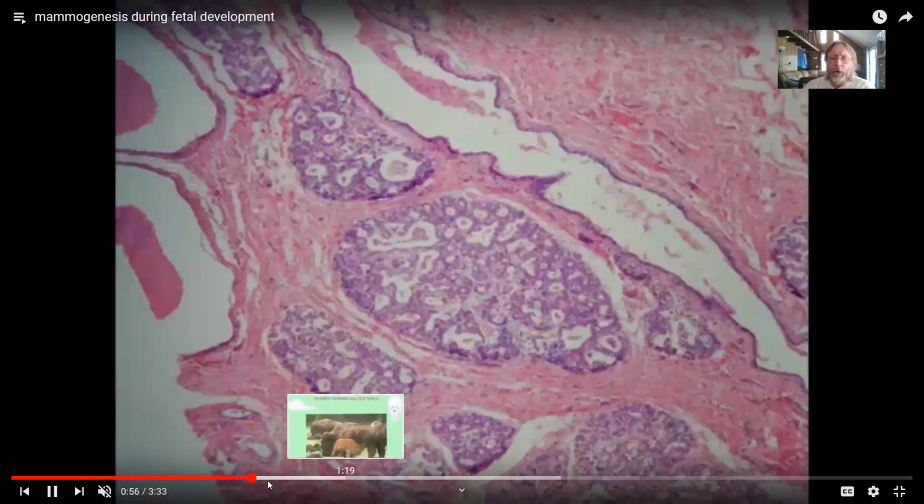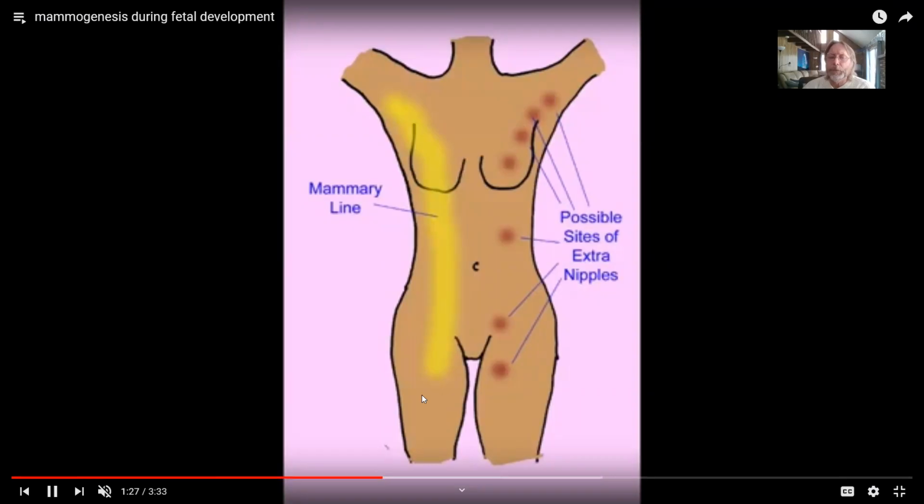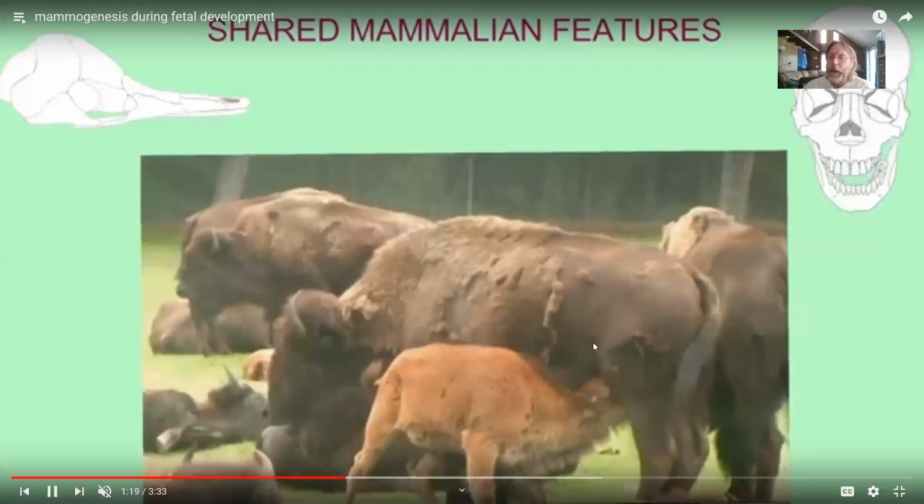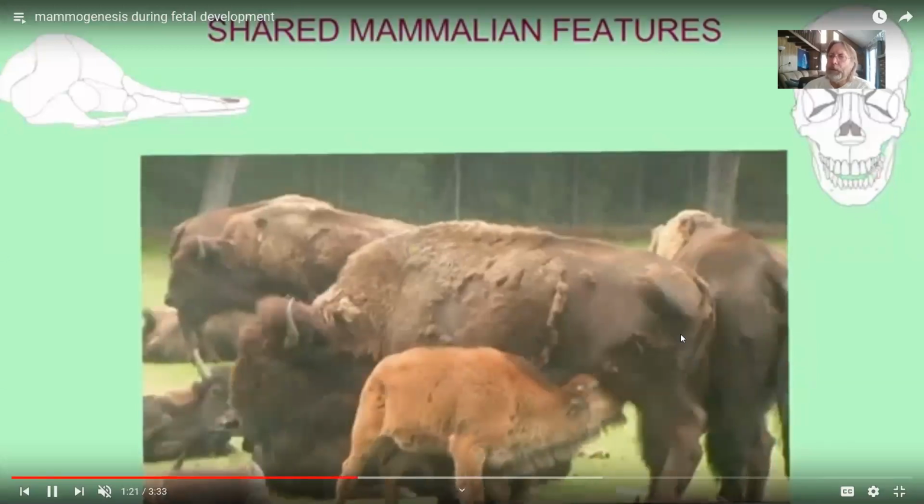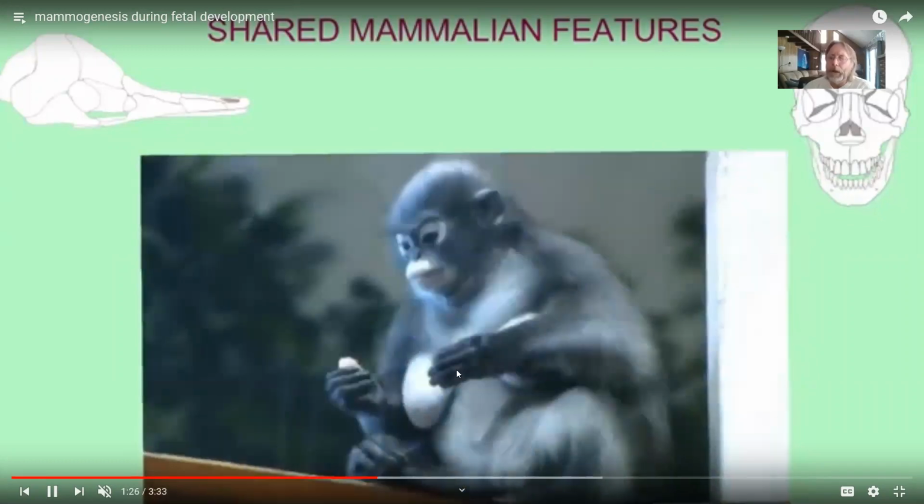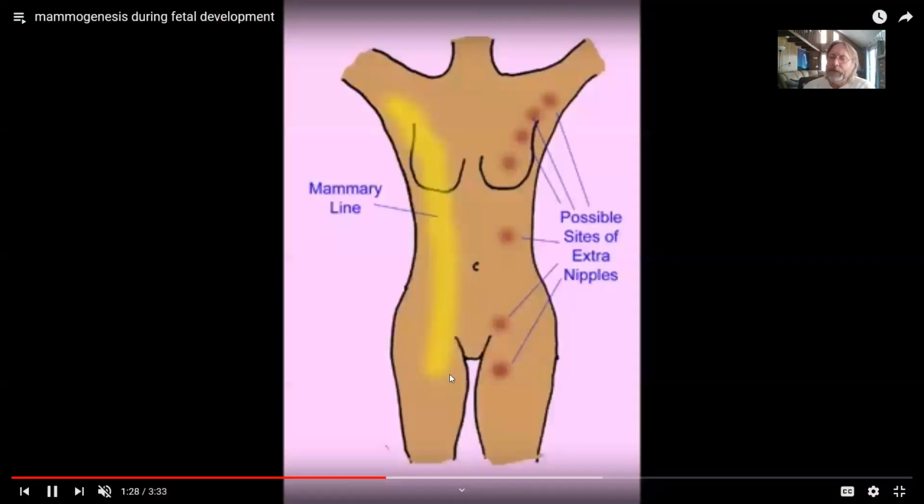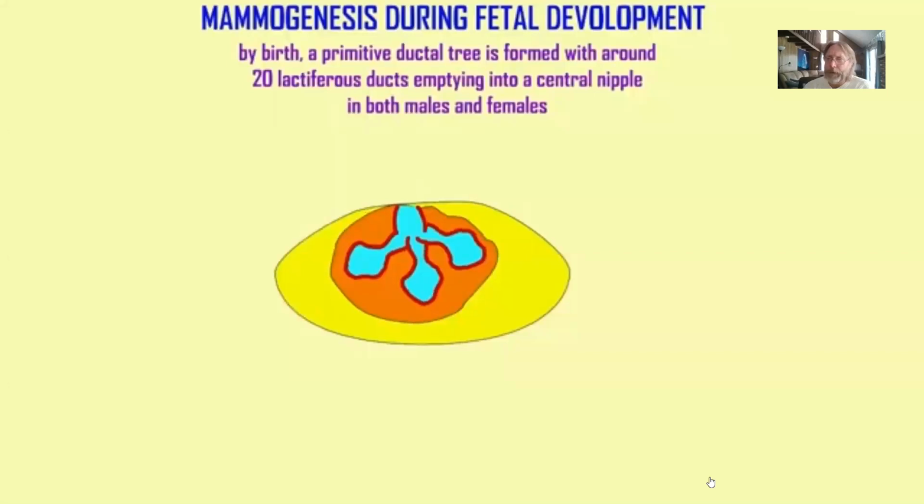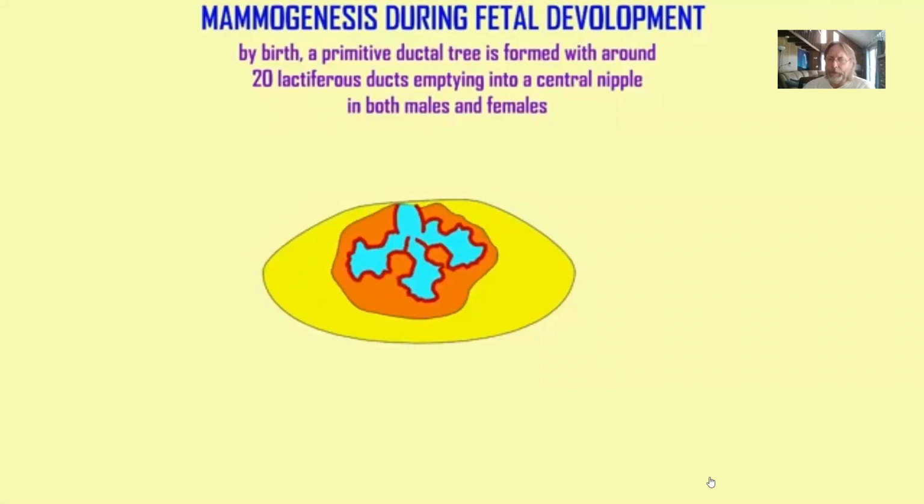Each species, here this cat, is producing mammary glands in a different area than this bison, which is producing mammary glands in a different area than this primate. In different species, the number of offspring that females typically have varies, and so obviously the number of mammary glands can vary.